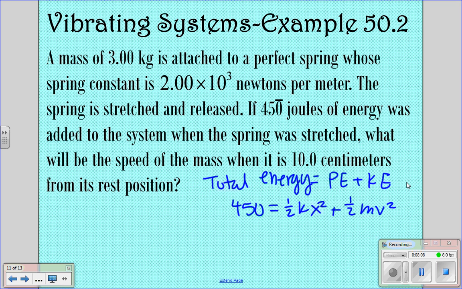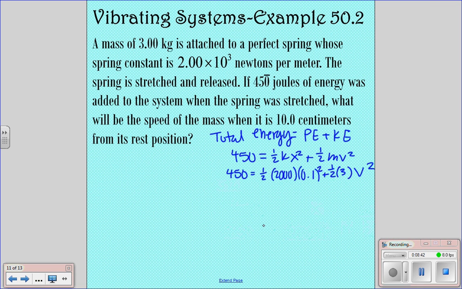All right, so our K is our spring constant, which they said was 2 times 10 to the third. And so I'm going to go ahead and convert that to standard, so 2,000. Our distance that was released is 10, and so we're going to convert that to meters, so 0.1. Then we're going to square that. And then we have 1/2. Our mass is 3. And then we don't know the speed. We're looking for the velocity.